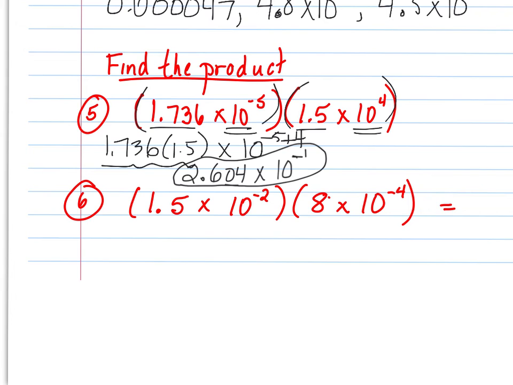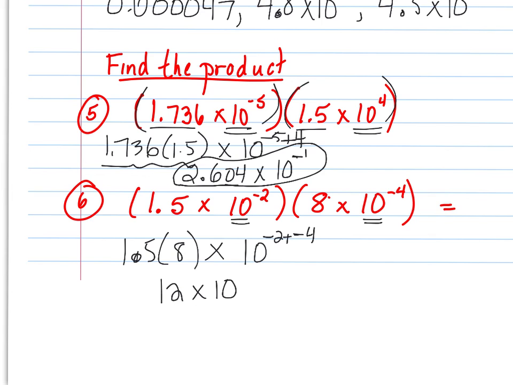Yep. Next one says 1.5 times 10 to the negative second times 8 times 10 to the negative fourth. We're going to take 1.5 times 8 times, notice these are the same bases, right? You're going to show me your work. You're going to add the exponents. What is 1.5 times 8? 12. Here we get 12 times 10 to the what power? Negative 6 power.